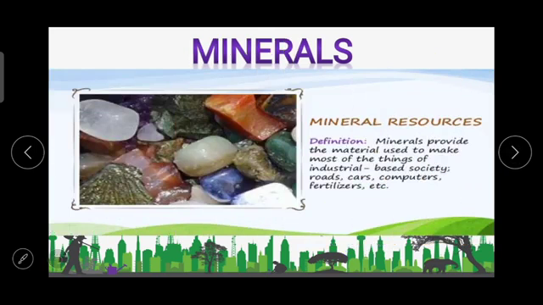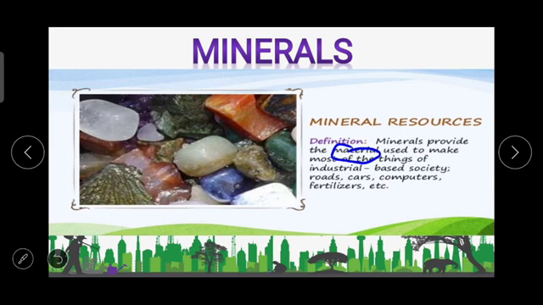The next thing, minerals. In figure 8.7, which shows us that rock is being loaded into a truck from the mining area, and we have seen earlier that rock is a mixture of minerals. Rock is a mixture of minerals. So if we go for the definition of minerals, then minerals provide the material. What does it provide? It provides the material used to make most of the things of an industrial based society: roads, cars, computers, fertilizers and many more things.